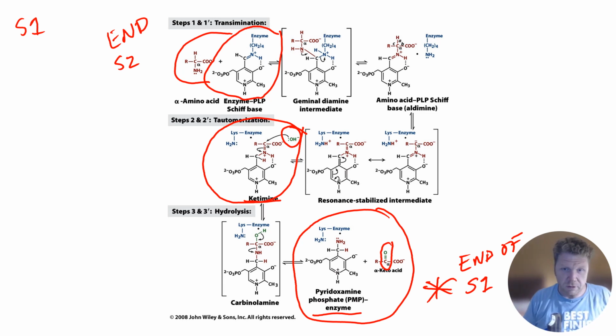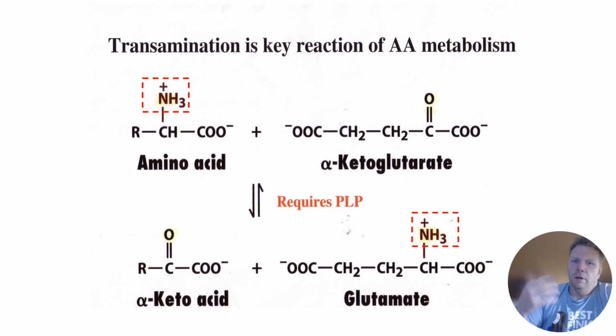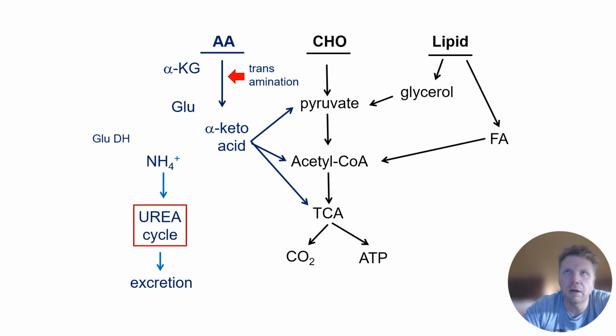And the entire purpose of this was to transfer an amine from one molecule to another molecule, to take an amino acid and make an alpha keto acid, and to take an alpha keto acid and make an amino acid. So that's what we've got with PLP. It is basically our molecule that allows us to release an amine from an amino acid, and then to put an amine onto an alpha keto acid to make an amino acid.